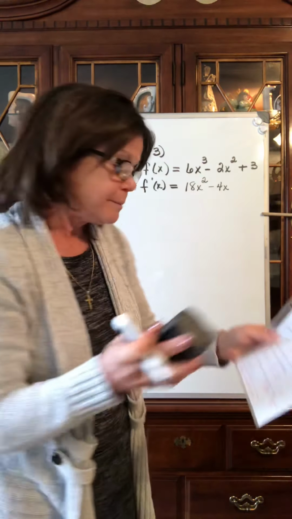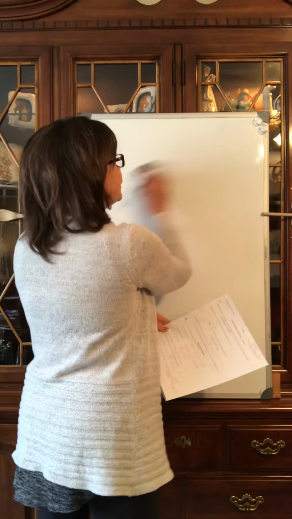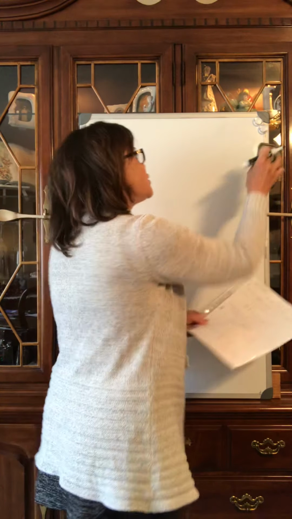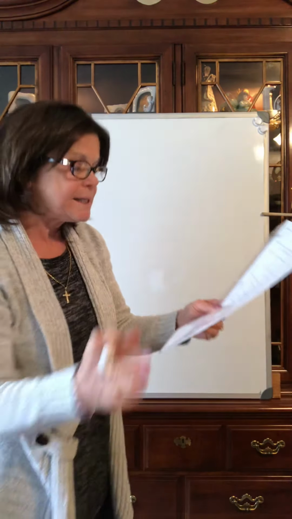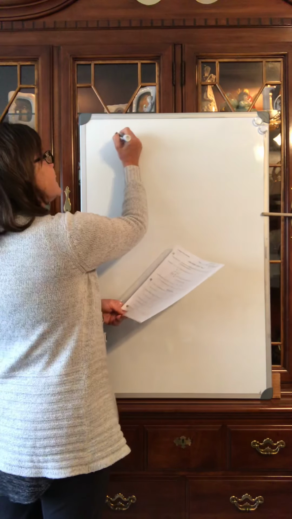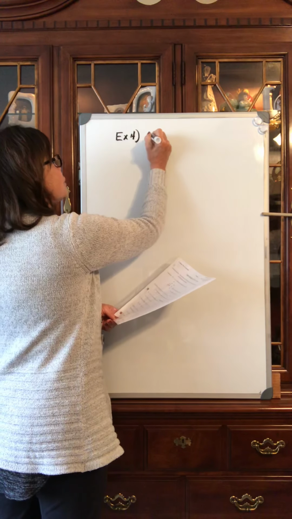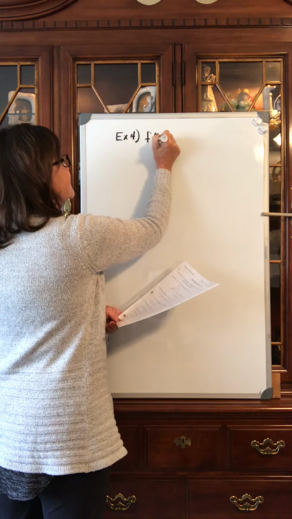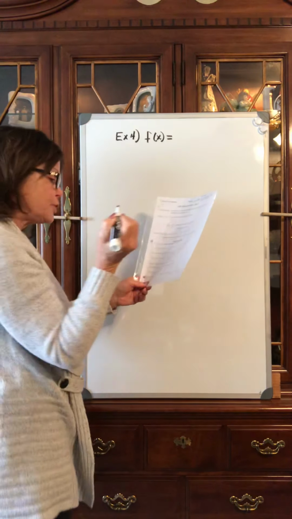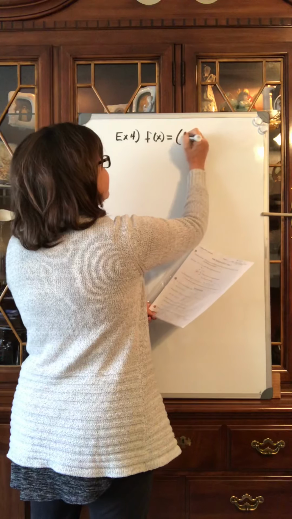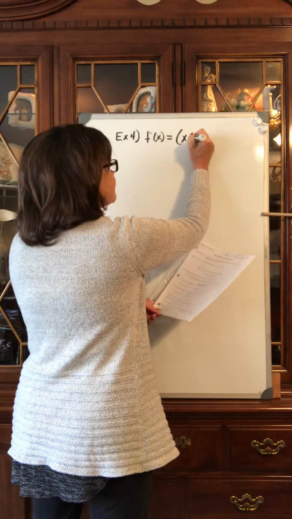The product rule is brand new, and I'm going to show it to you, but we're going to go over it again in a couple of days. Today, you wouldn't really need to use the product rule. You could just multiply the stuff together. So for example number 4, your function f of x is equal to x plus 2 times x minus 5.